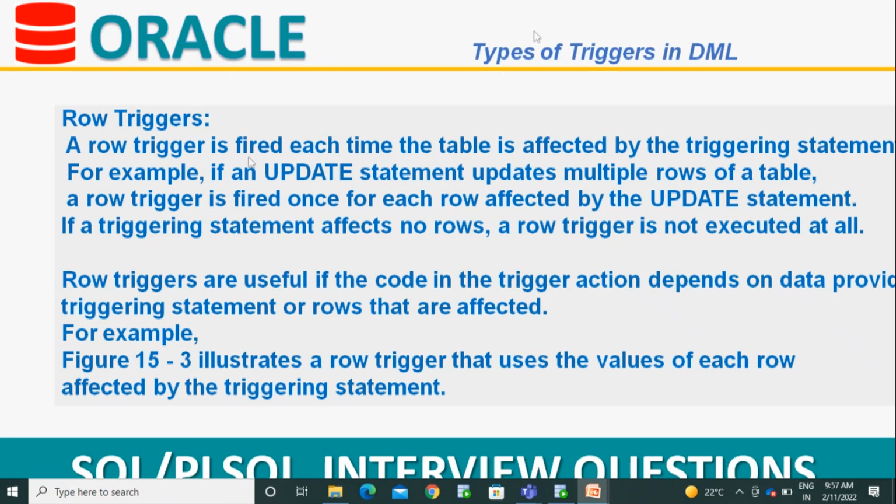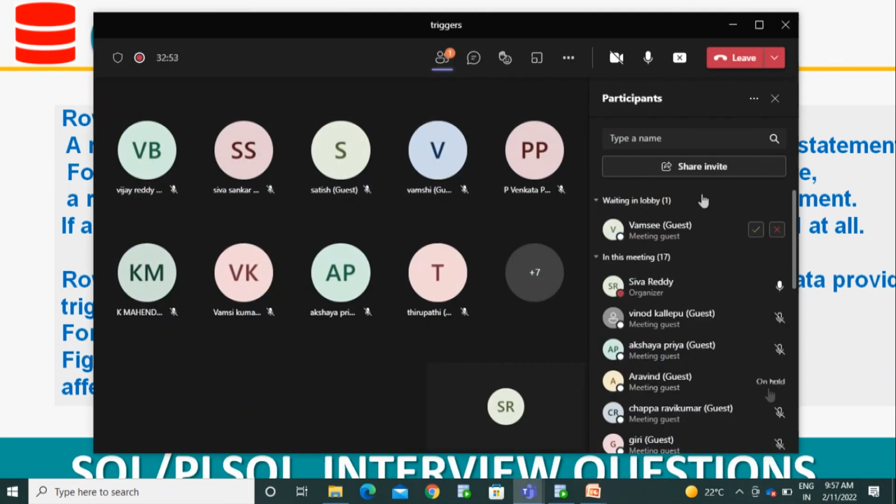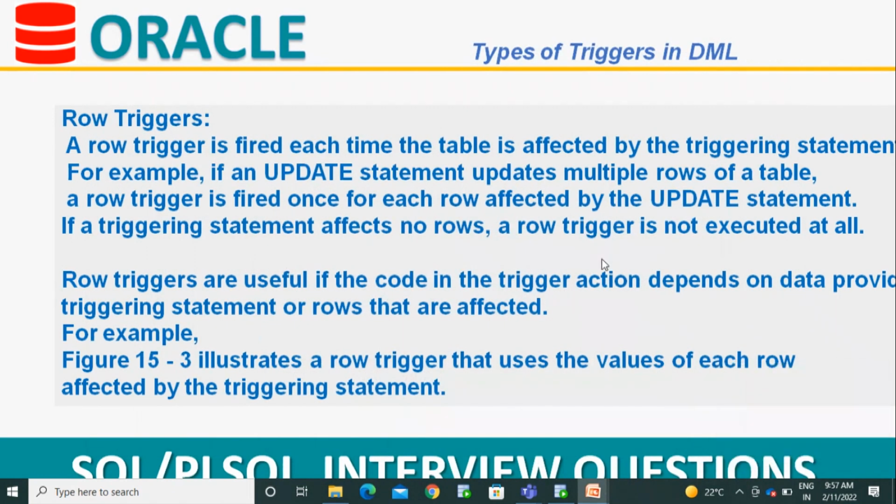Okay, so if your triggering statement affects no rows, a trigger is not executed at all. Then you update, for example, update EMP set salary equal to 500 where 1 equal to 2. When you give a false condition, it won't update anything. So if it is not updating anything, the trigger won't fire. If you are updating at least one row, then only that trigger will fire.